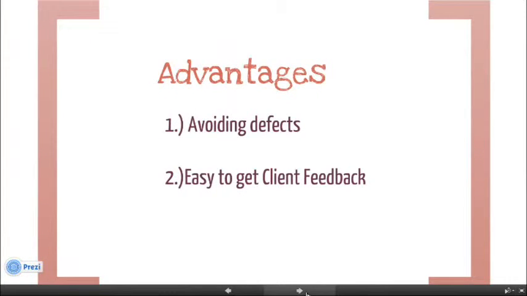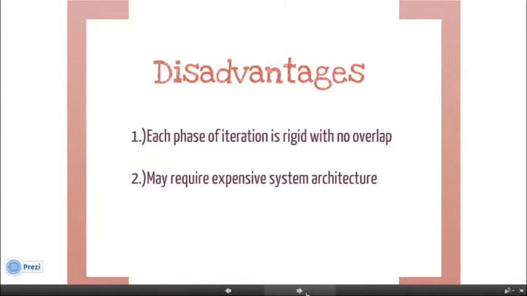Let's look at some advantages of iterative model. Since we can track the defects of each iteration, we can avoid downward flow of them. It is very easy to get client feedback by presenting sketches and blueprints of the system at each iteration. There are some disadvantages as well. Each phase of iteration is rigid with no overlap. This model may require expensive system architecture.